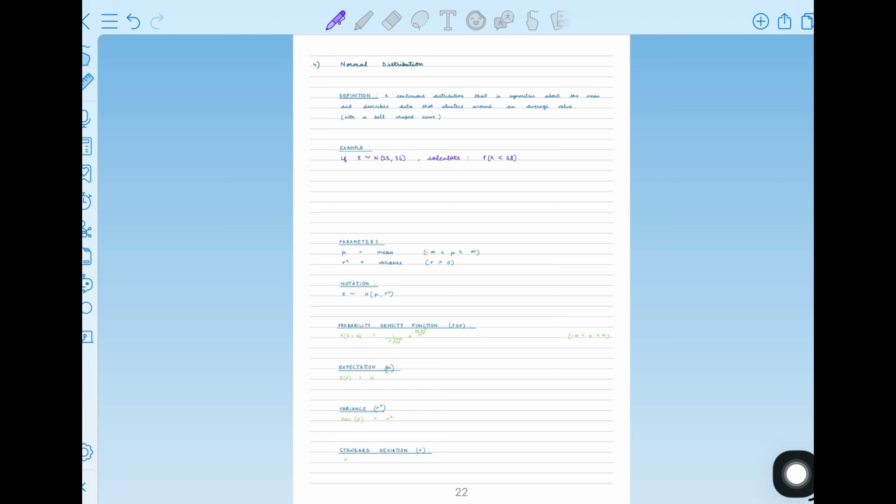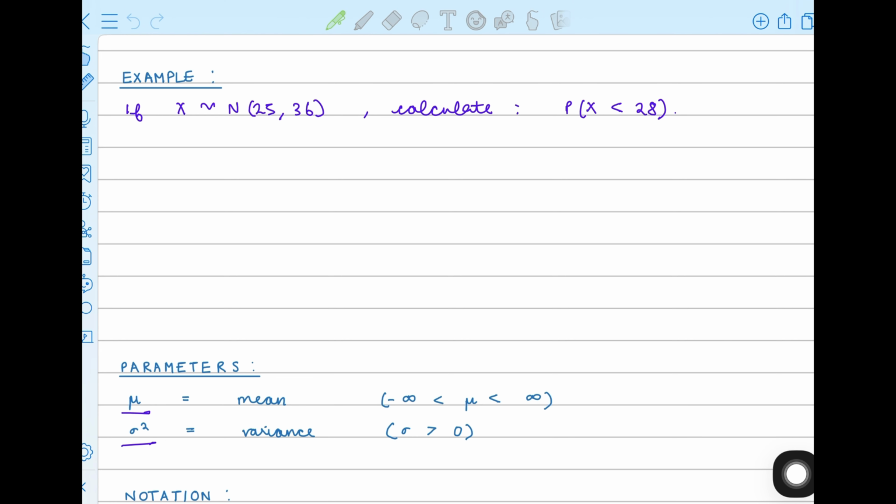The parameters include mu, which is the mean, and sigma square, which is the variance. This is the probability density function. The mean is represented by mu and the variance is represented by sigma square. For normal distribution, we have been provided with a standard normal variable. It has mean equal to 0 and standard deviation equal to 1.